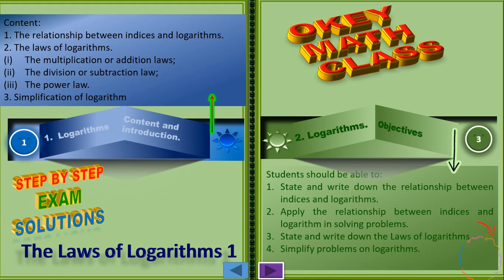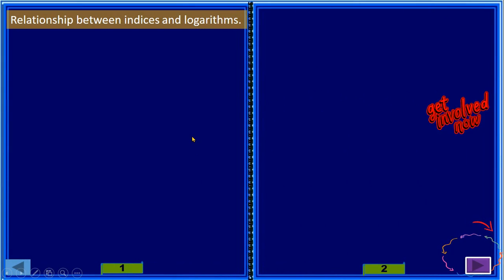The objectives of our lessons in this presentation: number 1, you should be able to write down the relationship between indices and logarithm. Apply the relationship between indices and logarithm to solve problems. State and write the laws of logarithm. Simplify problems on logarithm. Let's start the presentation now.